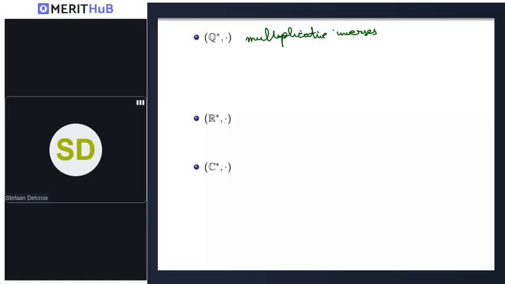So we would need to prove it. Let x be a rational number that is not 0. Then x can be written as a over b, where a and b are integers. B is not 0 in order for it to be rational, but a is also not 0 since x is not 0.